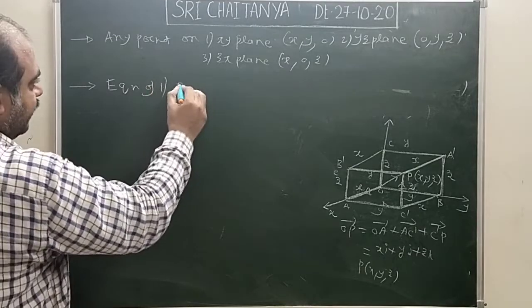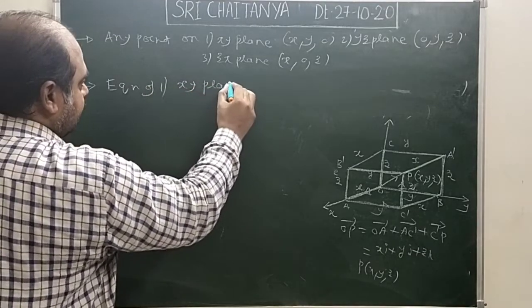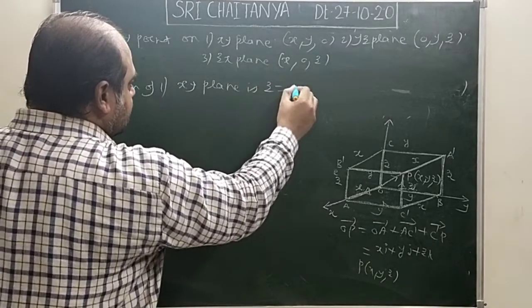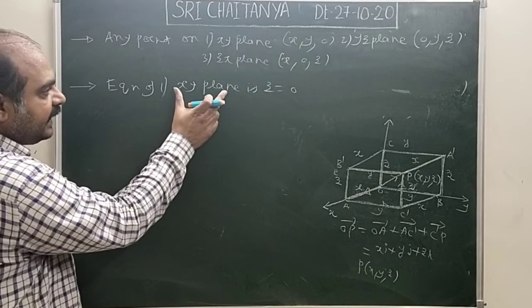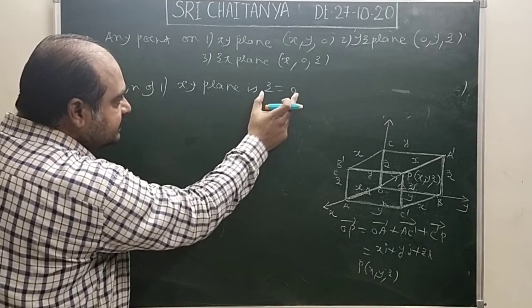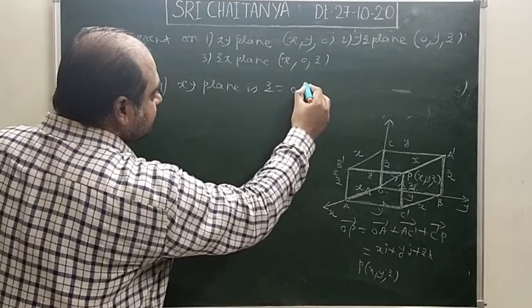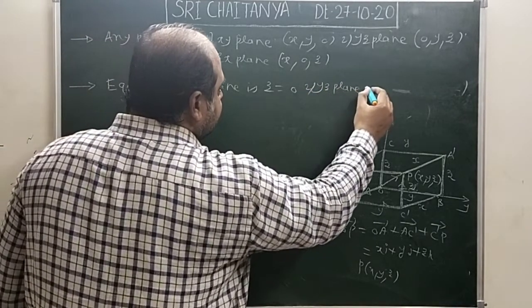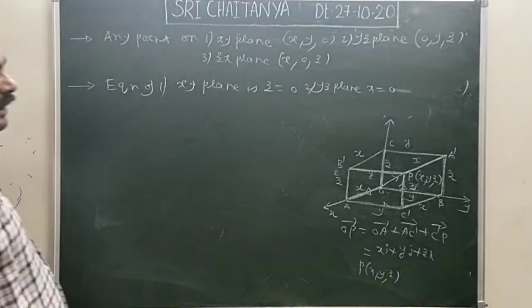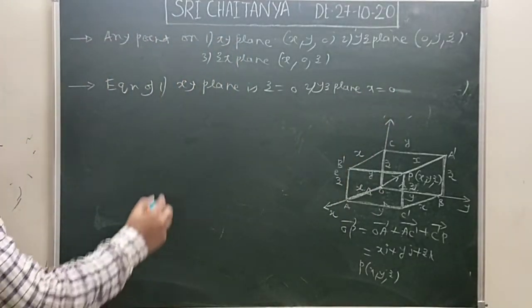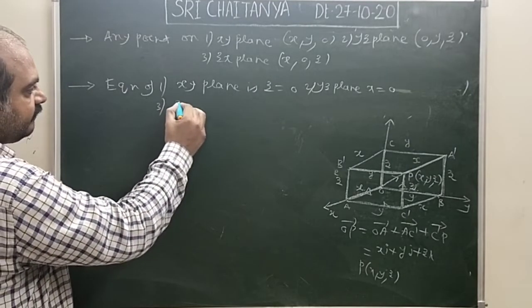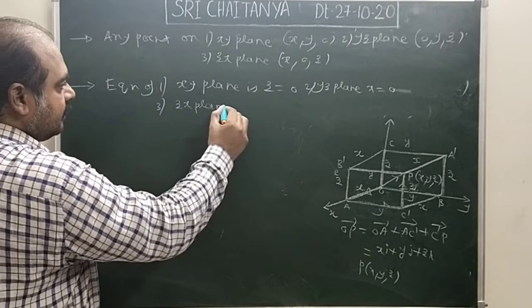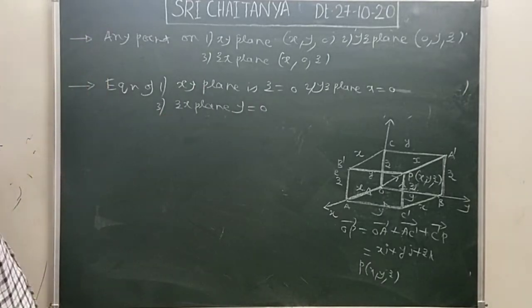Equation of number 1. The XY plane is z equal to 0. On the xy plane, every point will have z coordinate 0. That's why the equation of the xy plane is z equal to 0. On the yz plane, every point will have x coordinate 0. That's why the equation of the yz plane is x equal to 0. The equation of the zx plane is y equal to 0. These are the equations of the xy plane, yz plane and zx plane. Look at next.